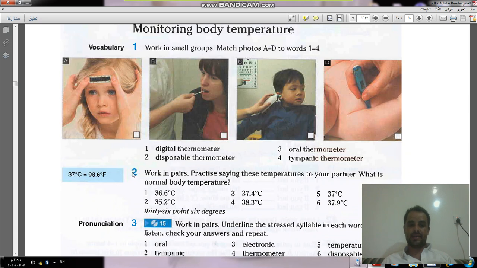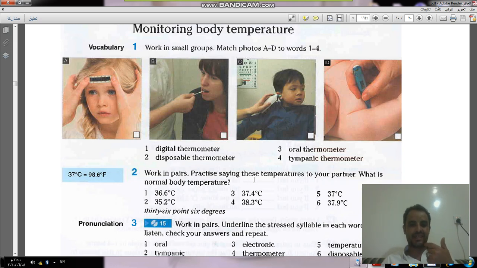Now let's move to the second exercise. The second exercise in here, 2. What do you see here? Where are they? Focus. Does exercise 2 work in pairs? Pairs, that means to work with your classmate, but you are alone. So work with yourself.